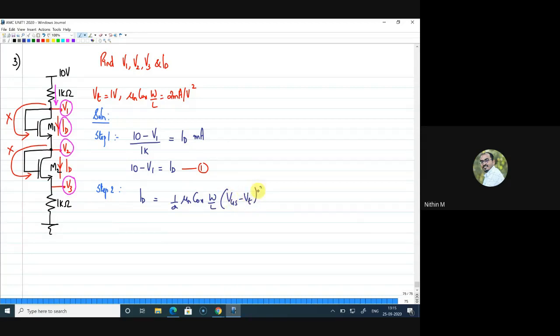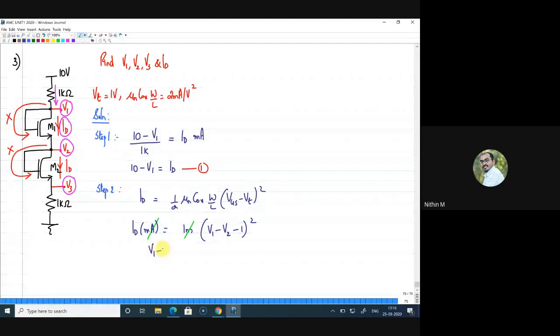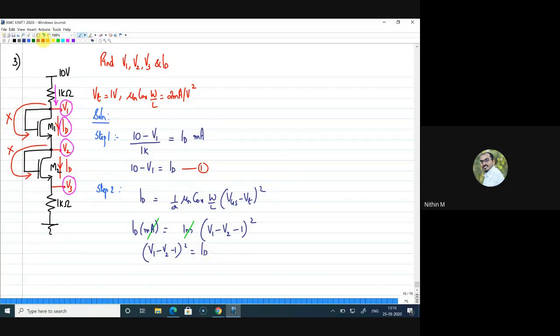VGS minus VT the whole square, and I'll assume that my drain current is in milliamps. So ID in milliamps is equal to mu and C of W by L is 2 milli. 2 milli by 2 is actually 1 milli. So 1 milli into Vg is V1, minus Vs is V2, minus 1 the whole square. Here also I can cancel this milli and milli. So I can write one more equation as V1 minus V2 minus 1 is equal to ID. This will be my second equation.